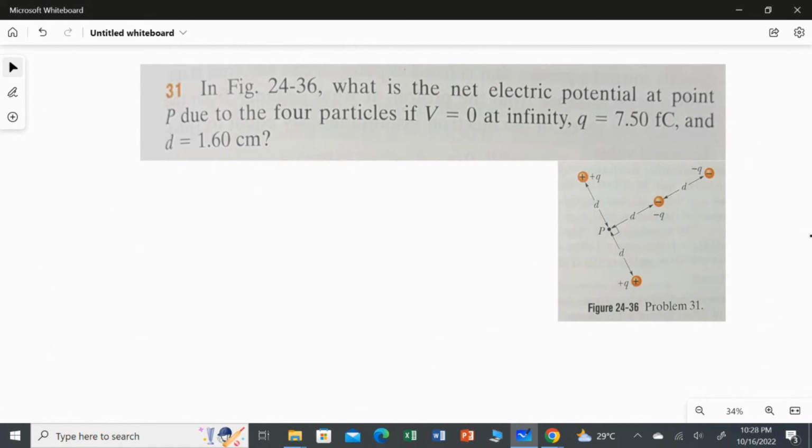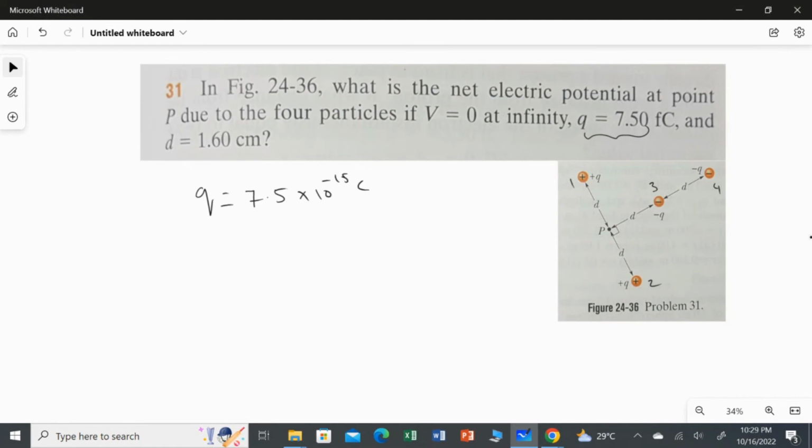And you have 4 charged particles, and all charges are exactly the same. So how many charged particles do we have? 1, 2, 3, and 4. And for all 4 charges, it's exactly the same value, 7.5 femtocoulomb. What is the meaning of femtocoulomb? 10 to the power of minus 15. Clear? So Q is equal to 7.5 multiplied by 10 to the power of minus 15 coulomb.